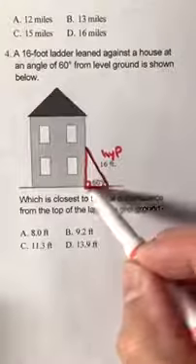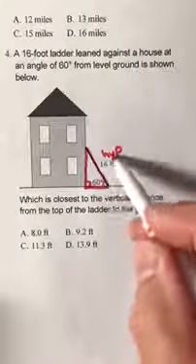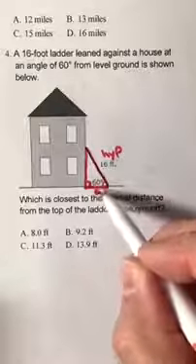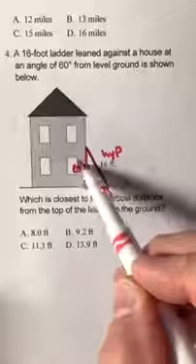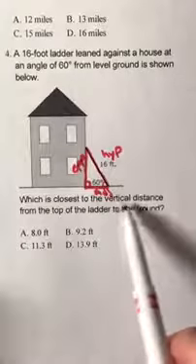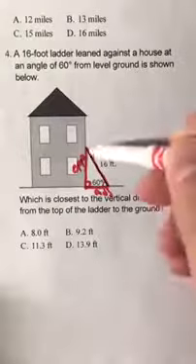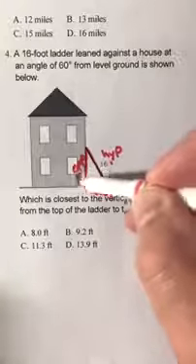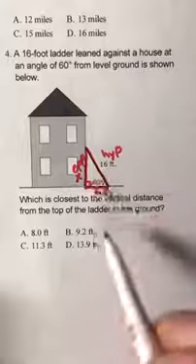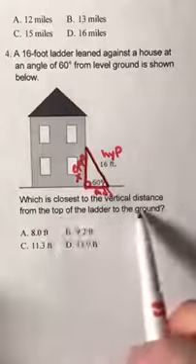The two sides that form the acute angle, one's hypotenuse, the other one's adjacent. Okay, this is opposite. Which is the closest to the vertical distance? Vertical distance is this piece here. We need to let that be x. That's the side we have to find, from the top of the ladder to the ground.